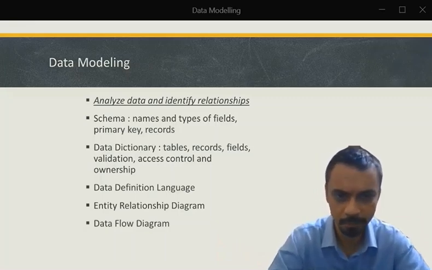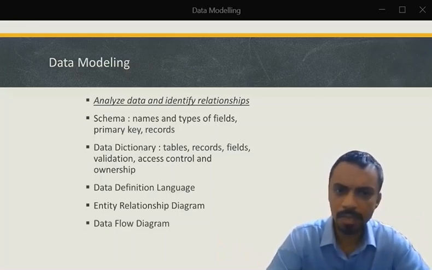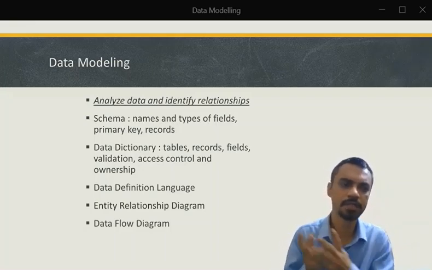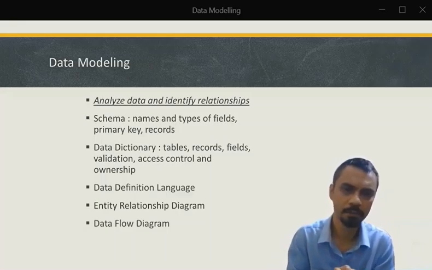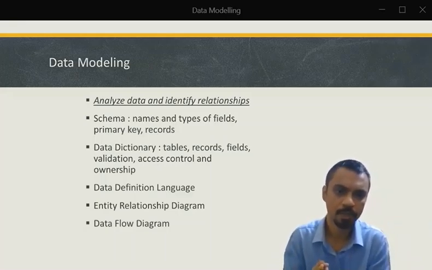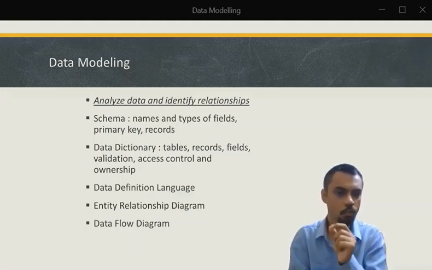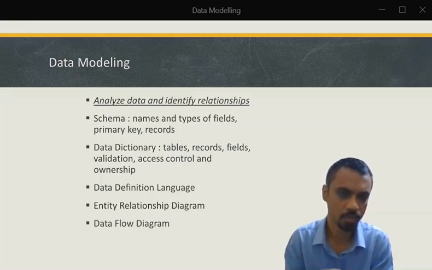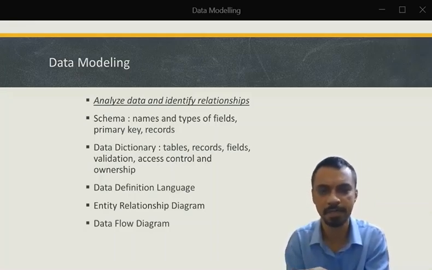The next thing we need is some sort of a data dictionary, which basically tells me which table contains what data, how I will validate certain data, and who will have access to which field. For example, the date of birth of a student. Will everybody get access to this, or will only some people get access to this?